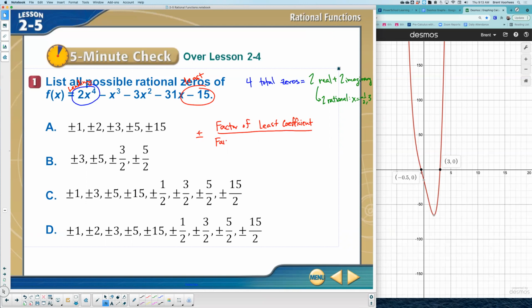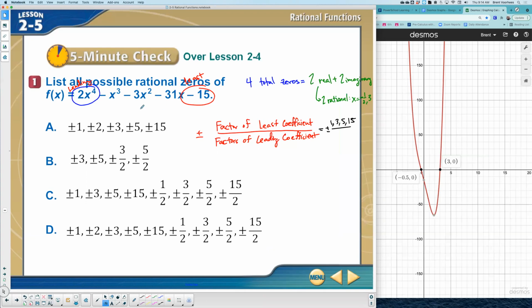I think last class I just wrote factors of the least and factors of the first. Factors of the leading coefficient. Or I might have just said last and first to be shorter. But that ultimately is what we're doing. So on this problem, our least is a 15. What are the factors of 15? There's 1 and 15, 1 times 15 is 15, and 3 and 5. So I'll put them in order: 1, 3, 5, and 15.